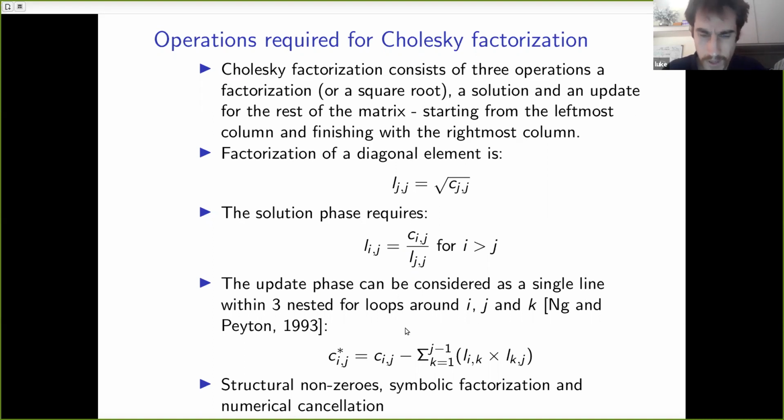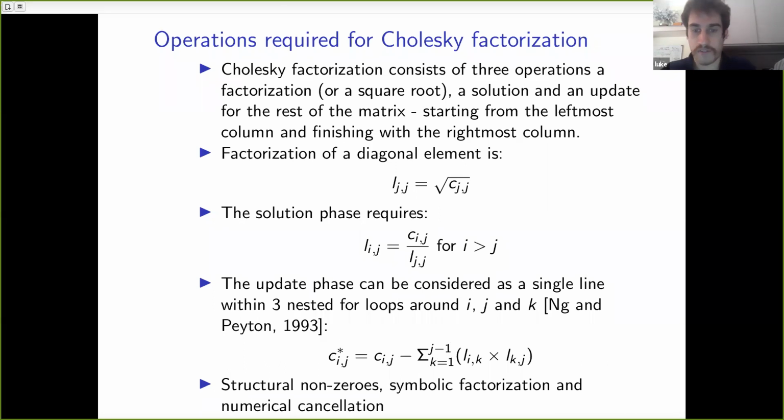And this is the CMODing. This can be considered as three nested for loops: one over I, one over J, one over K. These can be done in any order as long as the column is completed, i.e. it's being CMODed by all the columns before it, and then it's CDived, and then it's in its final state, and then it can be used to CMOD any columns in any order, essentially.